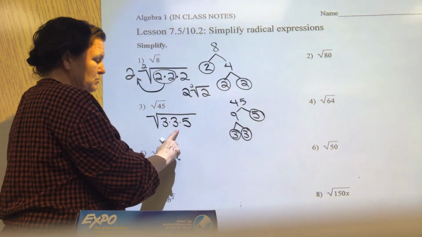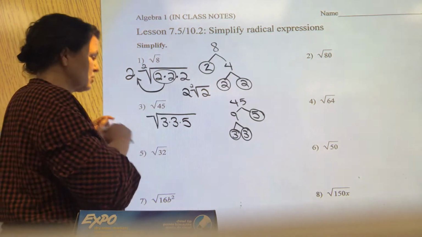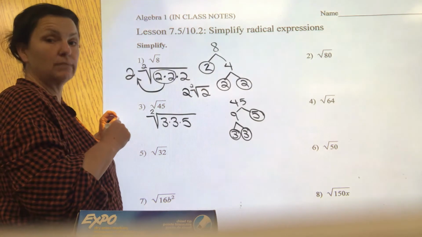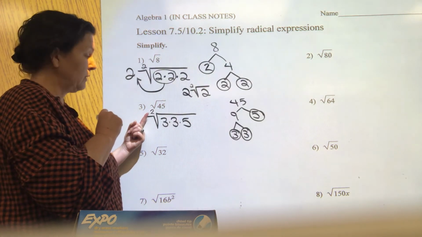Let's try it out. 3 times 3 is 9, 9 times 5 is 45. Yeah, I just broke it down to its finest ingredients. And now, I don't see the root. The root is 2 then. I'm looking for sets of 2 to leave the radical party.